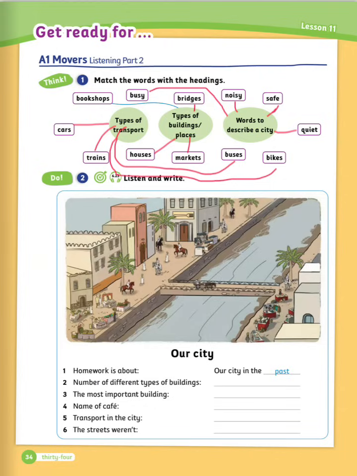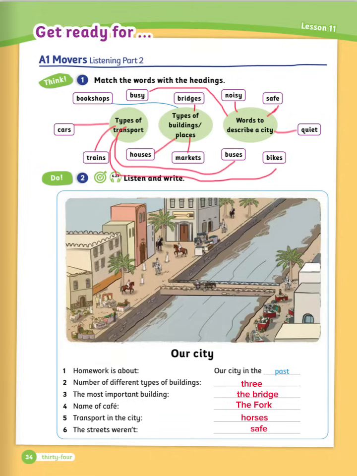So, what were the streets like? Were they safe? Well, I don't think so. They weren't very safe because there were a lot of people and a lot of horses. Yes, that's not very safe. I think they were very noisy. Yes, you're right. Now, let's see the answers.